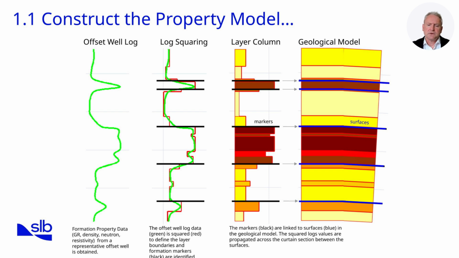On the image, the green curve represents raw offset log data, while the red squared profile simplifies these values into discrete layers. The black horizontal lines mark formation tops and boundaries. Interpreting this figure, we can see how continuous variations in the log are transformed into distinct zones that can be modelled more easily. This process leads us directly into constructing the property model, which is shown on the following slide.